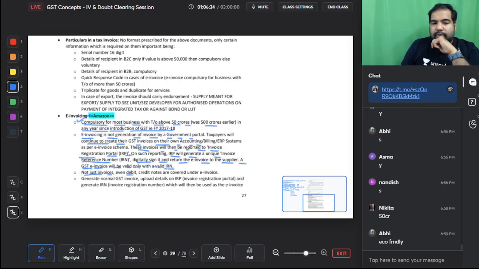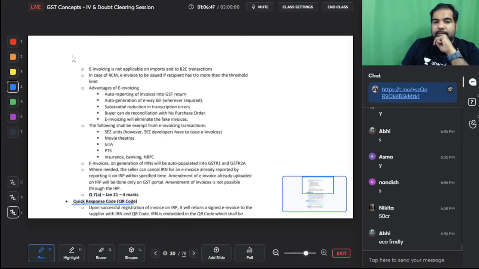Not just invoices, even debit and credit notes are covered in the e-invoice. Generate normal invoice, upload details and generate IRN, invoice registration number, not reference number, which will then be issued as the e-invoice. E-invoicing is not applicable on imports and on B2C transactions. In case of RCM, e-invoice is to be issued if the recipient has more than the threshold limit.